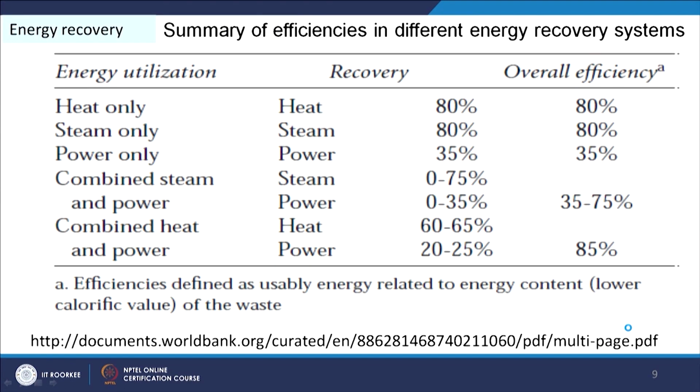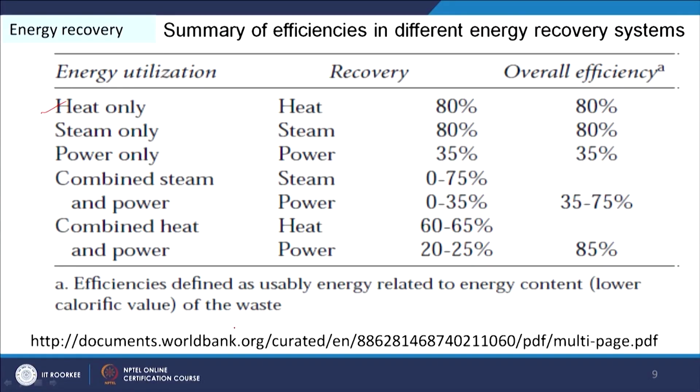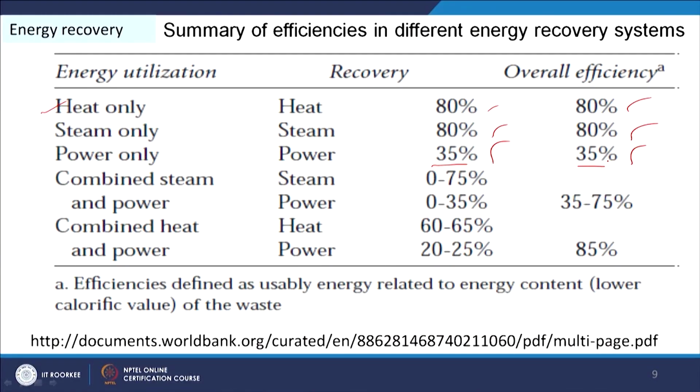Now, this table gives us an example of how we can get a higher overall efficiency by using a suitable combination of different types of energy utilization. If we use it for heat only applications, then recovery is 80% and overall efficiency 80%. Steam only, that is also 80%, power only 35%. So, power is the most usable form of energy. So, that is our major concern, but here our efficiency is less, 35%.